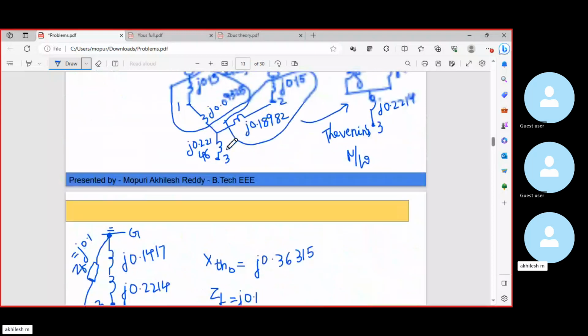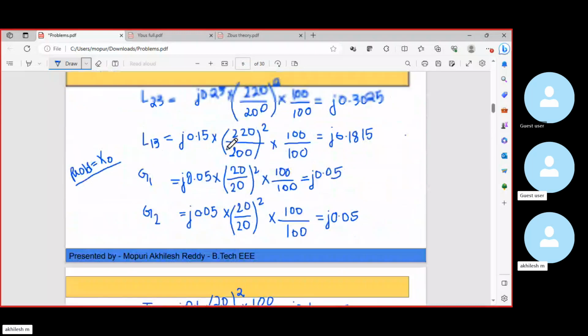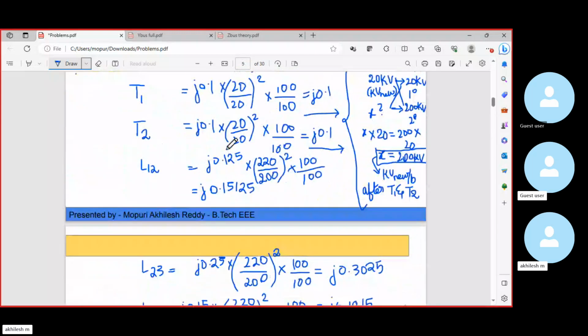Till now we have seen how to draw the reactance per phase. First we have done the per phase per unit analysis. Then we have found out this reactance diagram. Then we have found out this ZTH. Now let us solve this problem.